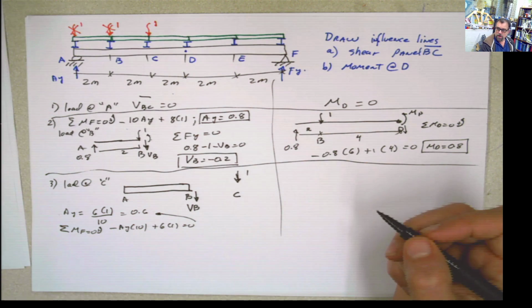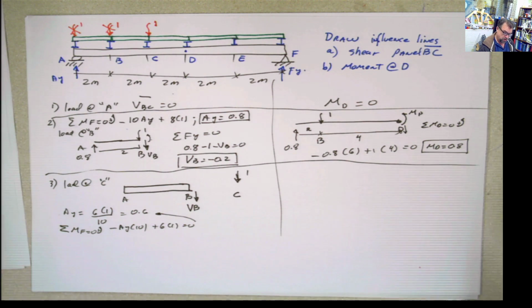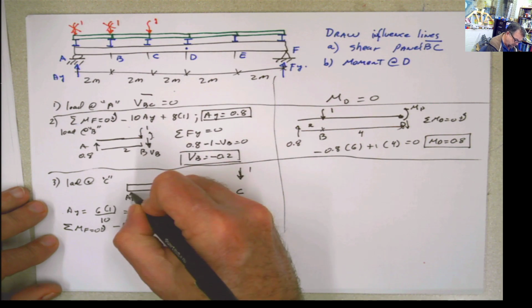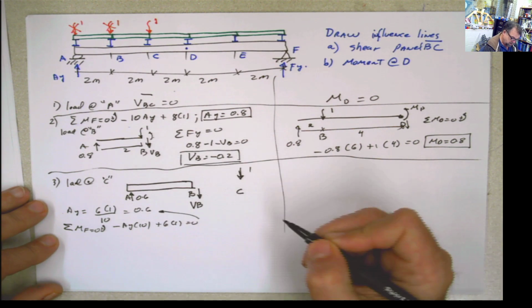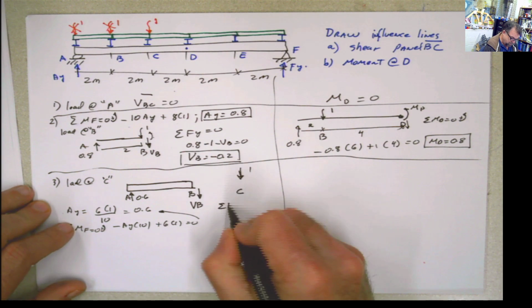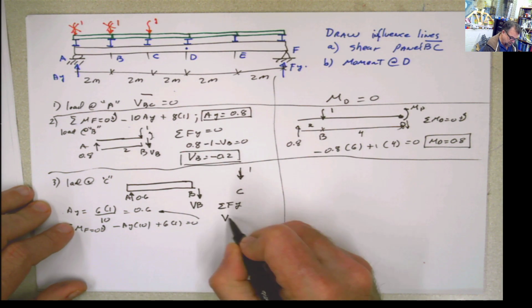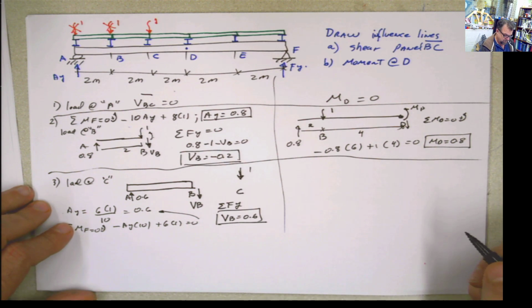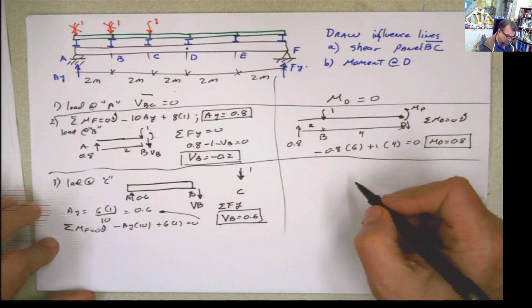So you don't have to calculate it every single time. Usually when we do trusses also, that helps you a lot with the calculation. So now you know this value here is 0.6. And if you do summation of forces in Y, you can calculate that BY is equal to 0.6. Done. Now what about the moment?